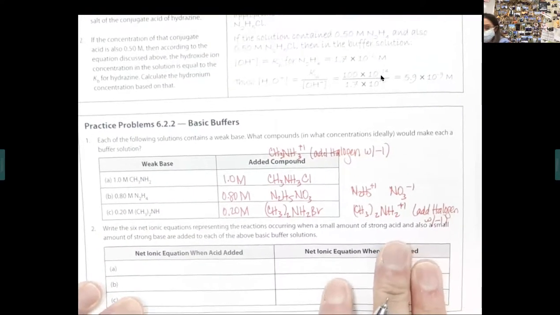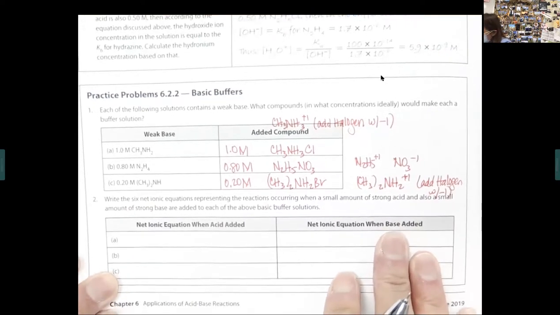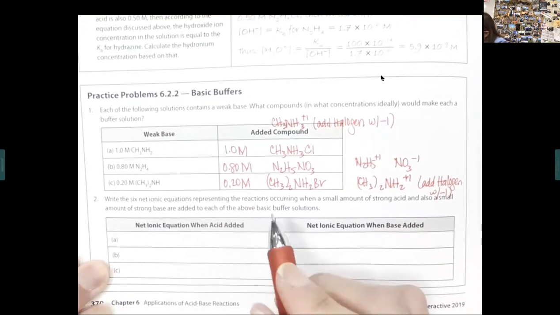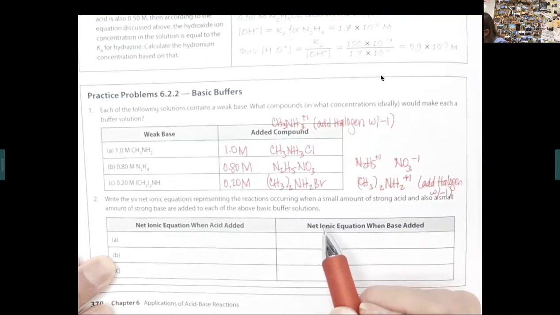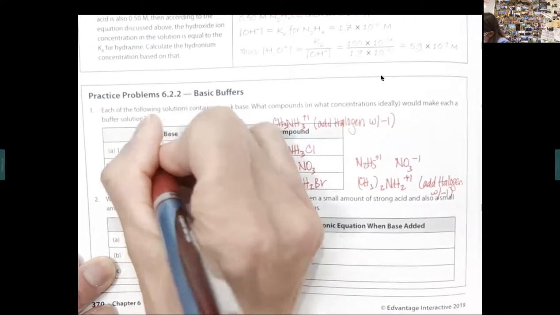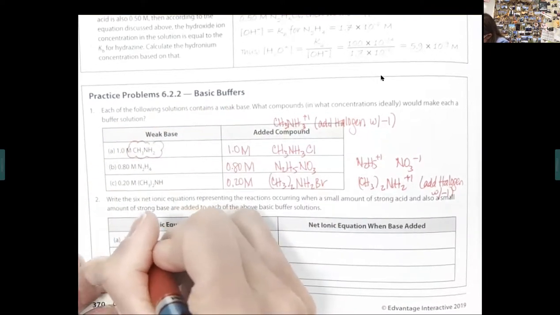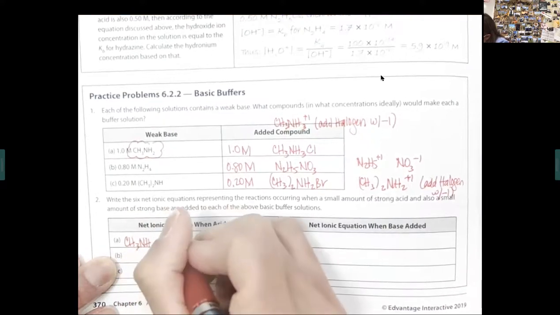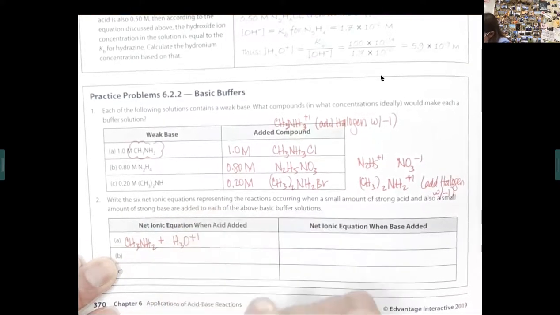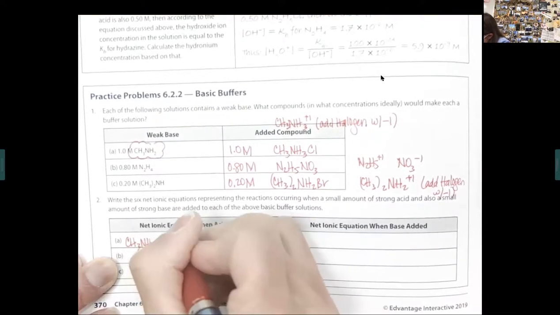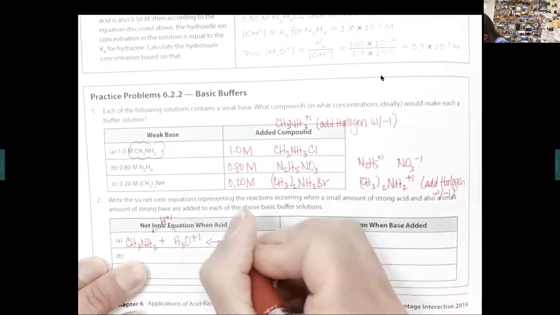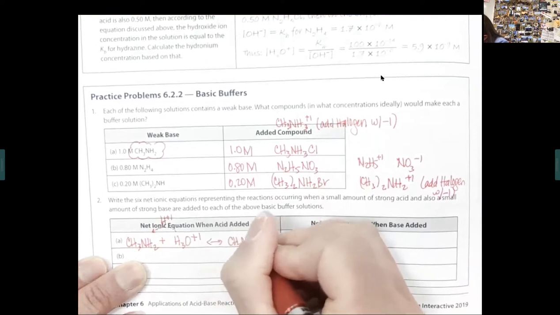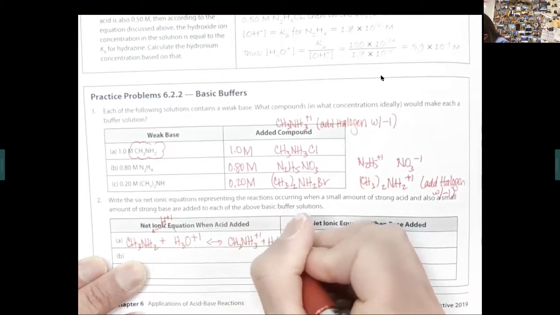Okay. Now, take a look at number 2. Number 2 says, write the 6 net ionic equations representing the reactions occurring when a small amount of strong acid and small amount of strong base are added to a basic buffer solution. Okay, so if I'm going to use this substance here, and I've got my hydronium ions, what's going to happen is a hydrogen is given to that substance, and that's how we form our CH3NH3 plus 1, and then just neutral water.